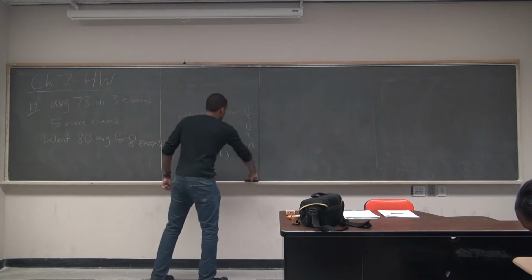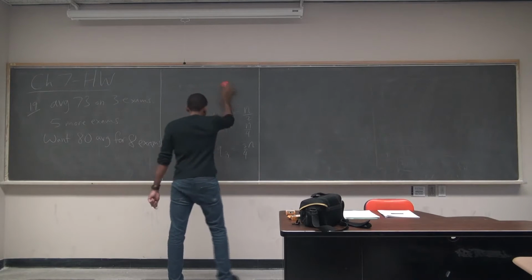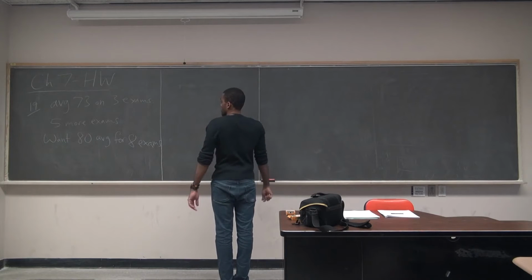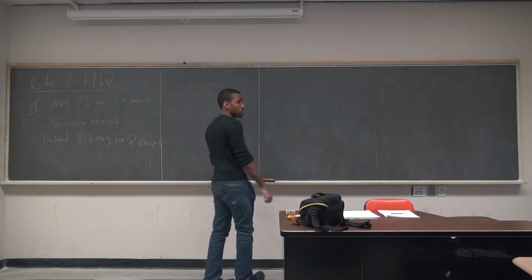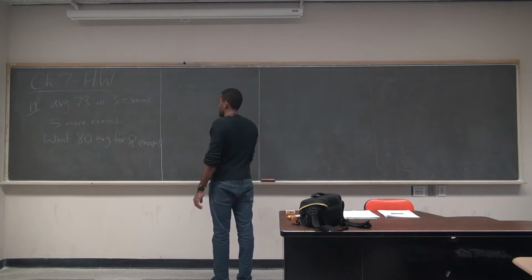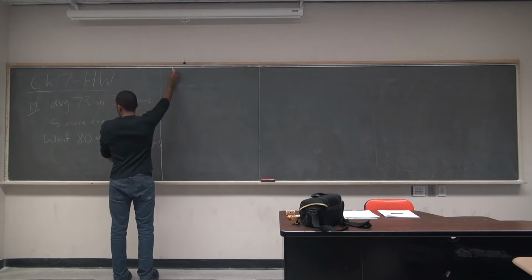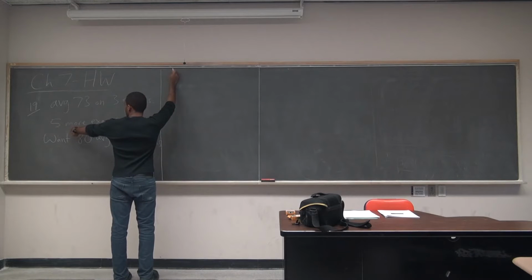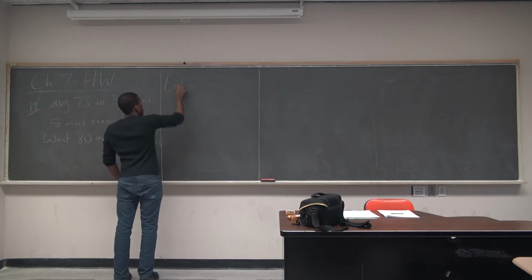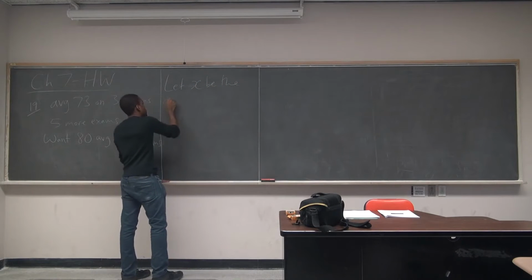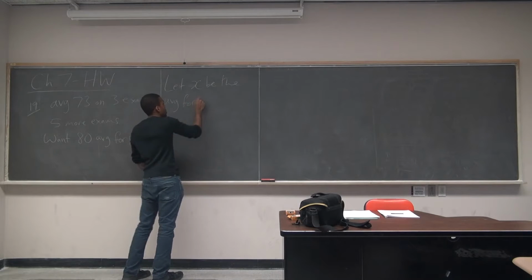Okay, ideas? So since we want it to be 80, we do 80 equals, I did 73 times 3, which gave me 219. It says what grades do we need on the other 5? What average do we need on the other 5, right? So let x be the average for the remaining 5.